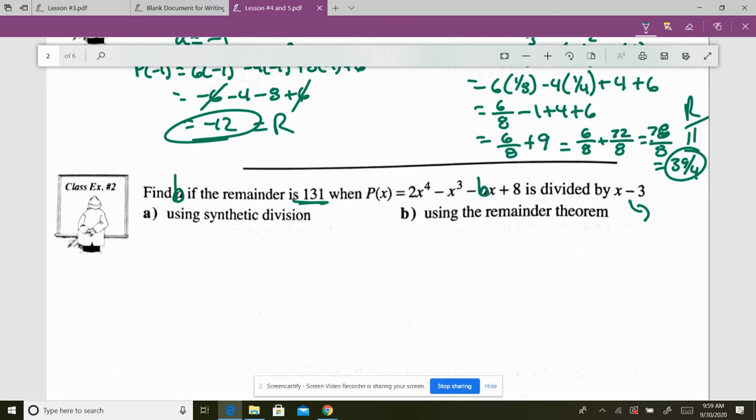Sorry? What's the a value of x minus 3? What makes it 0? 3. That's your a value. Okay.